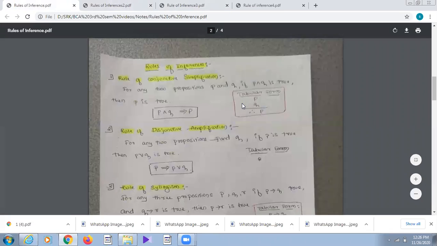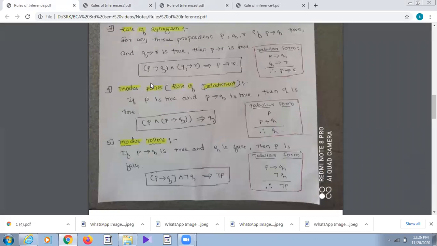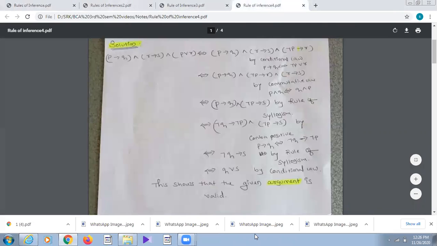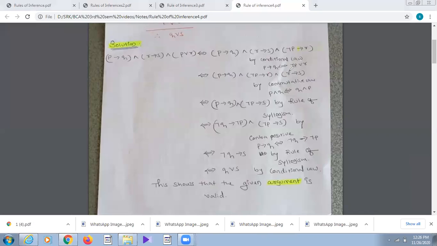See the rule of syllogism: whenever P conditional Q and Q conditional R, therefore Q is cancelled and we get P conditional R. Whenever there is a common variable, the first variable and the third variable are written as they are, so that is P conditional R. This is the rule of syllogism. The same we applied here: R is there, so negation P is there, and S is there. That is similar to the rule of syllogism.